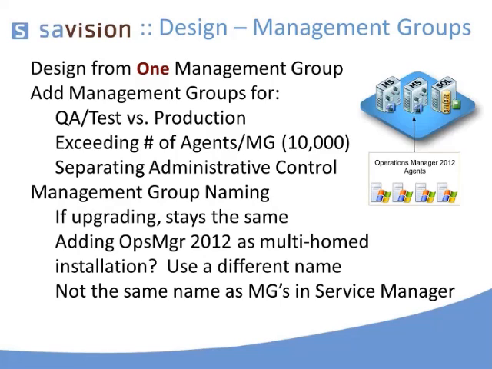A big one to consider is management group naming. First off, if you're upgrading your existing Ops Manager 2007 R2 environment, the management group name is going to stay the same. Adding an Ops Manager 2012 as a multi-homed installation, which we'll talk about in detail here, you're going to want to use a different name. Another caveat to be aware of is you're not to use the same name as any of the management groups that you've already got in Service Manager. So you want to know ahead of time what you're going to do with your naming, document it, and make sure it's all put together ahead of time because you don't want conflicting names.